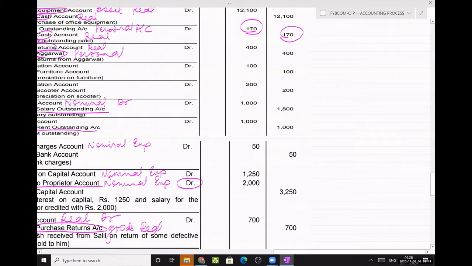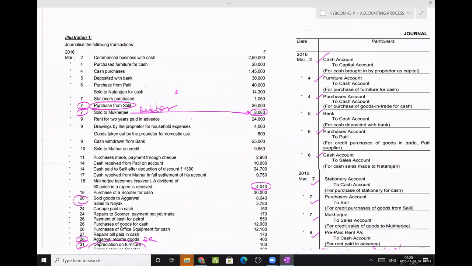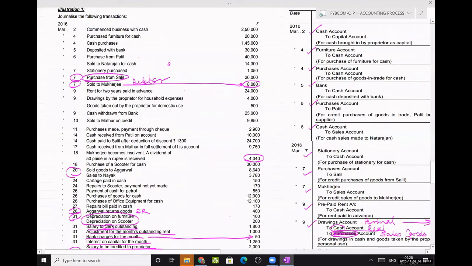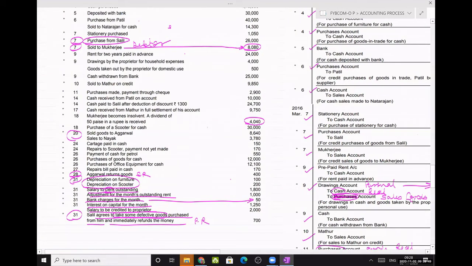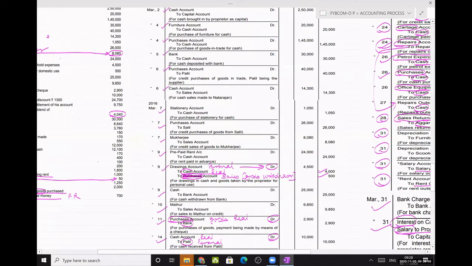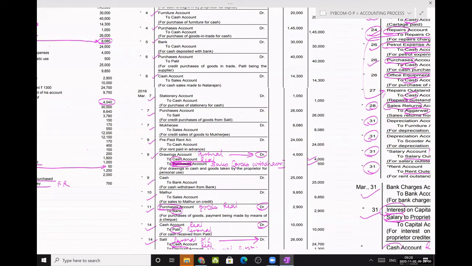Okay. So this was the first step of the accounting process, where you just journalize. Very comprehensive sum, very nice sum. There are a lot of transactions in it. So rather than doing 4-5 sums, it is better to revise this one sum. This is better.